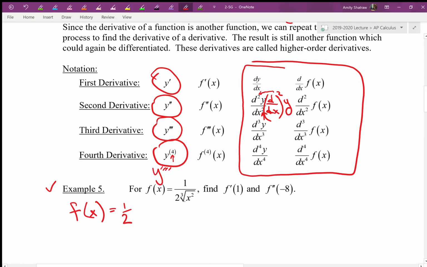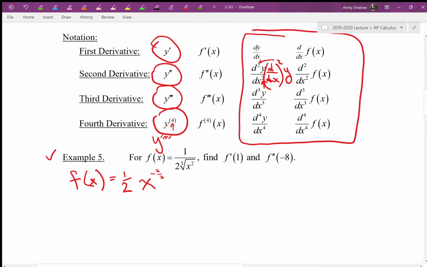But this right here, this is really x to the 2/3 power, and it's in the denominator. So I'm going to bring it up to the numerator. I'm going to say it's a negative 2/3 power. Now I can use the power rule on it. And I'm going to go slow because I did that in class and I hope you liked it. I have a constant. That constant is 1/2. I have n. n is negative 2/3.